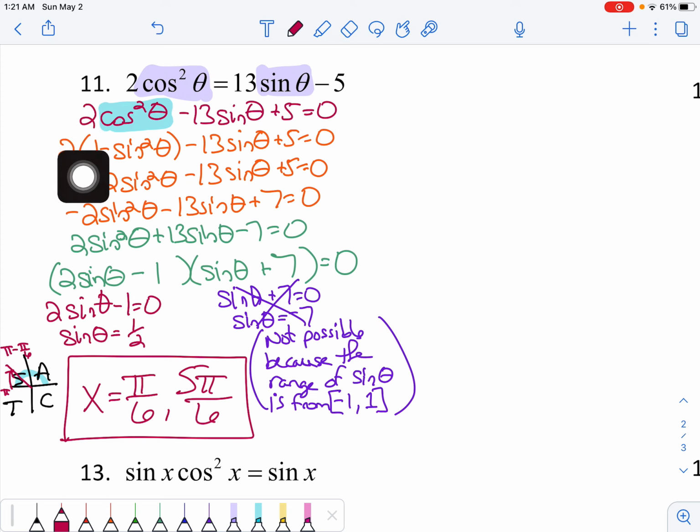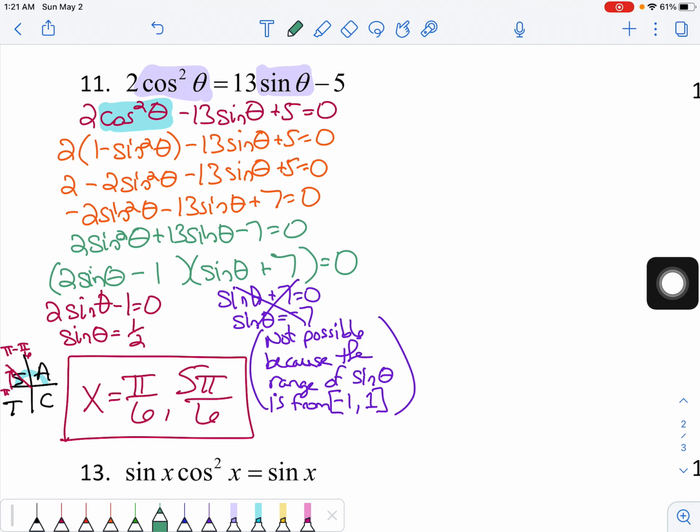I wanted you to see there's a couple of things happening here. We had to replace cosine squared so that we could make this equation be all in terms of sine, and then we can solve it. And half of our answer here, this part with sine of theta equal to -7, will not give us any answers. So this factor doesn't give us anything.